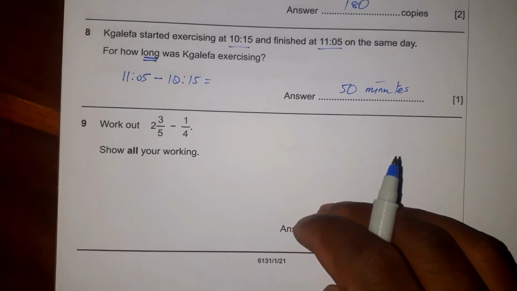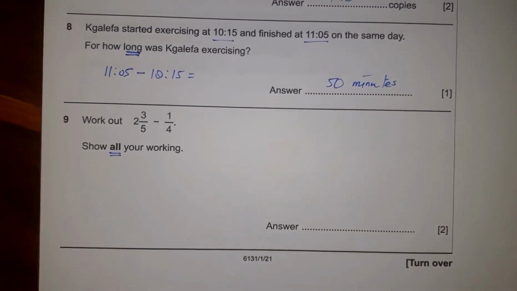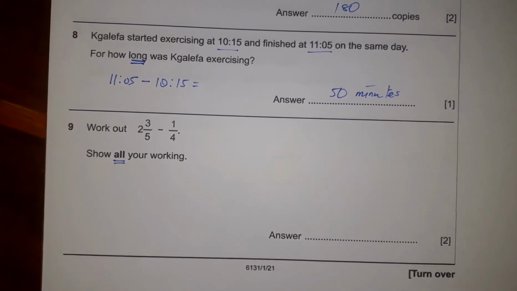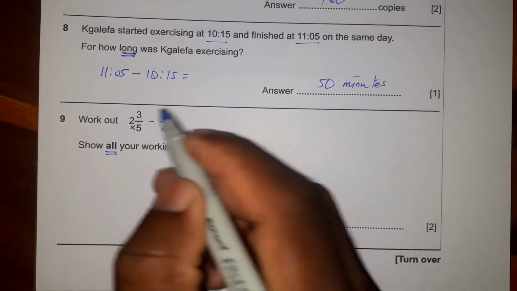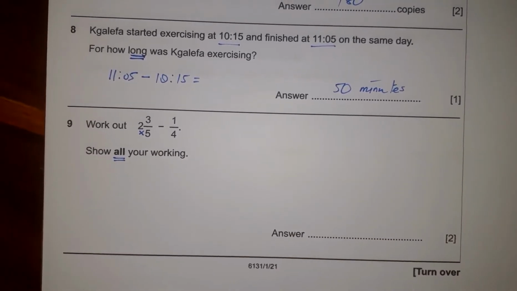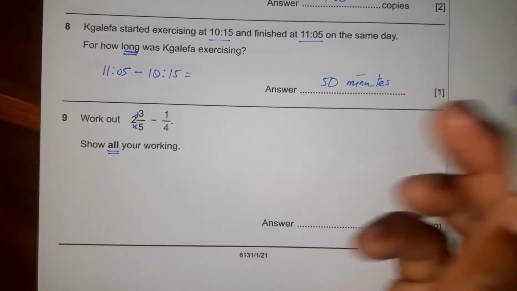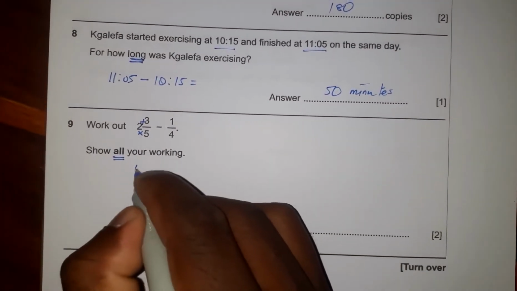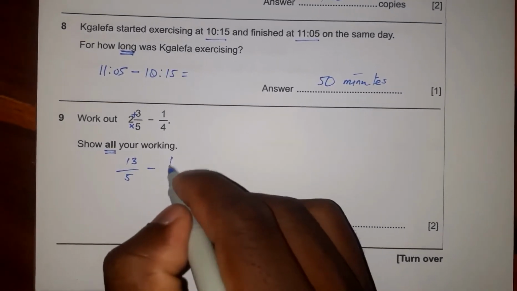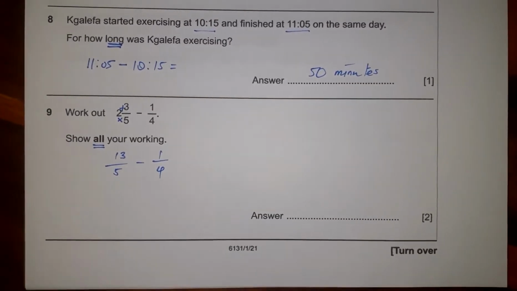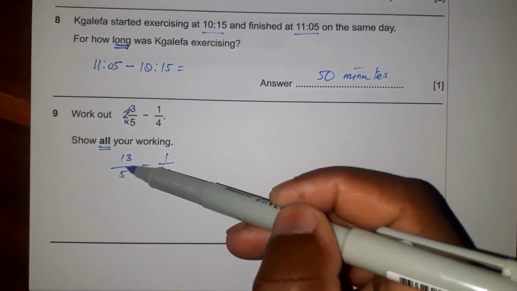Number 9, fractions. We need to show all, the word all is in bold. We need to show all our working. Here we multiply 2 times 5, we get 10. 10 plus 3 is 13 out of 5 minus 1 out of 4. So the idea was to convert the mixed number into an improper fraction.